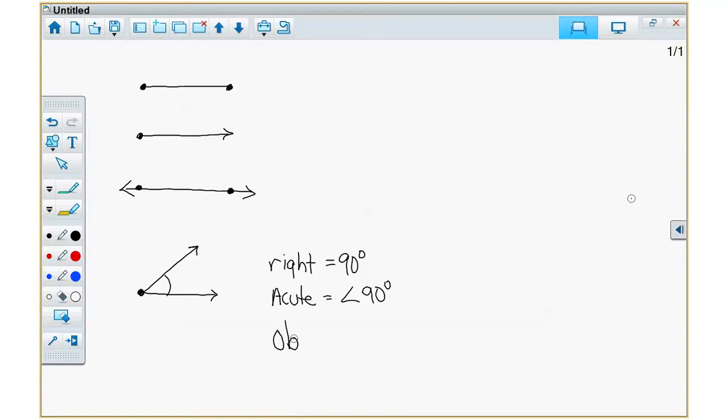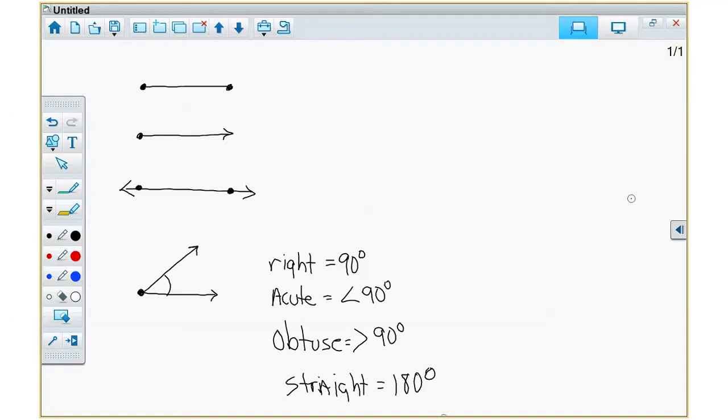Obtuse. More than 90 degrees. And straight. And I'm a George Strait fan, so sometimes I have a hard time spelling straight. Doesn't it have a G in it? G-H-T, isn't it? Well, I spell it as George Strait, so S-T-R-A-I-G-H-T, and that's equal to 180 degrees. All right.